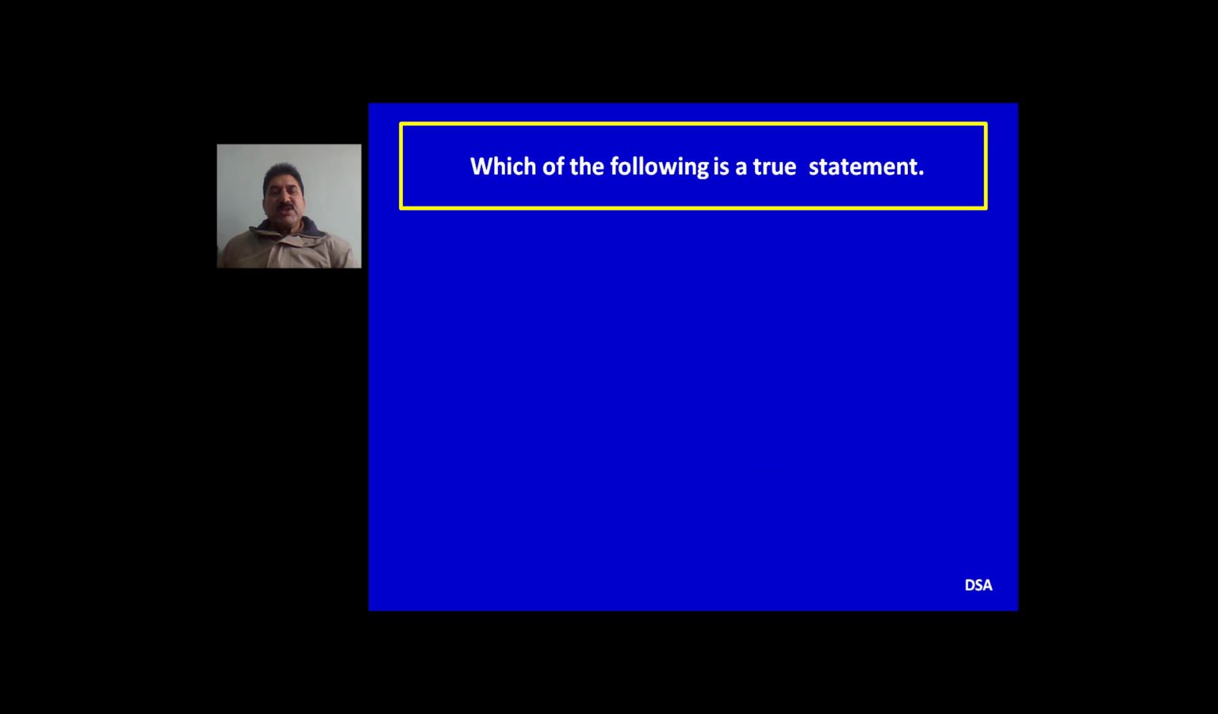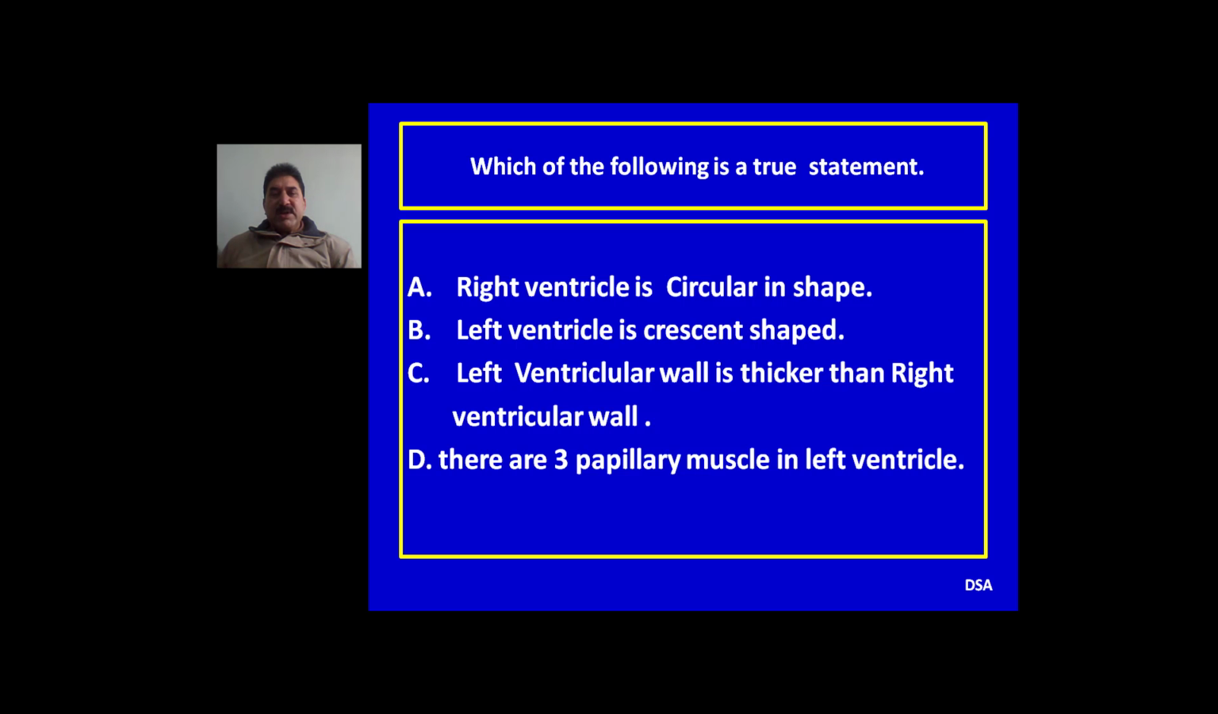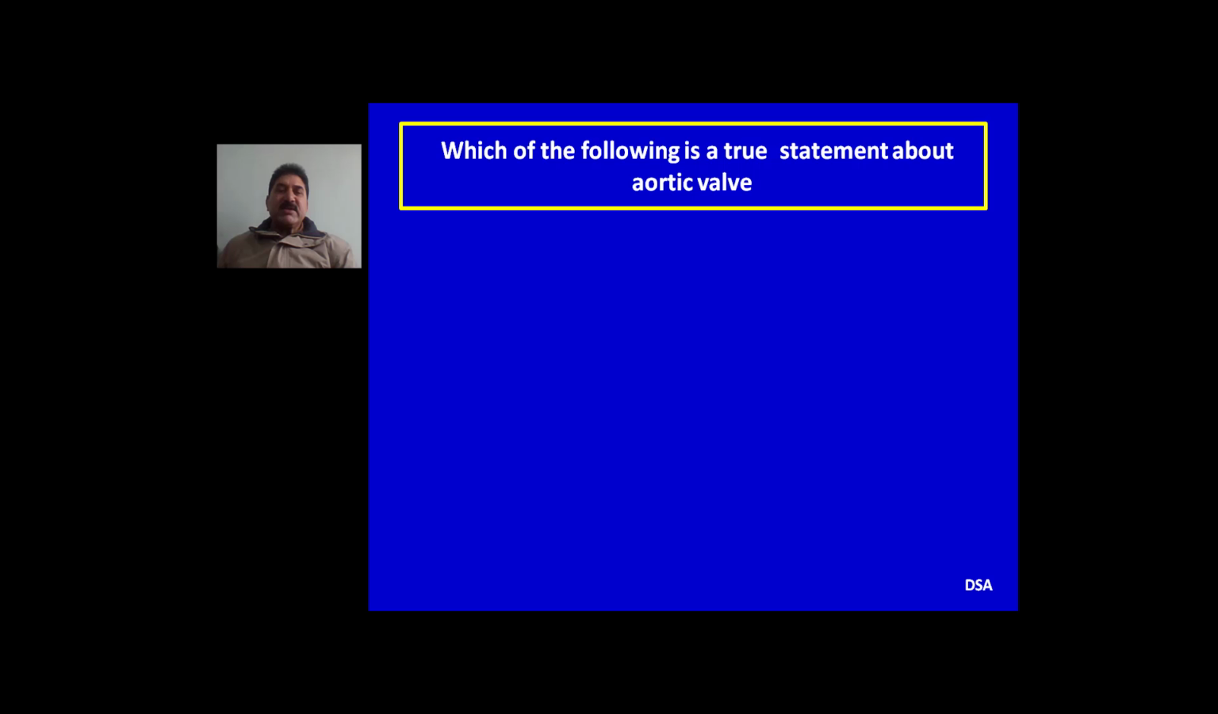Which of the following is a true statement? A. Right ventricle is circular in shape. B. Left ventricle is crescent shaped. C. Left ventricle wall is thicker than right ventricular wall. D. There are three papillary muscles in the left ventricle. C is the correct option. The left ventricular wall is thicker than the right ventricular wall.